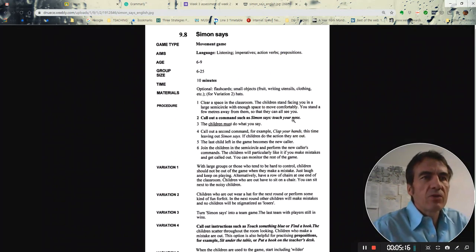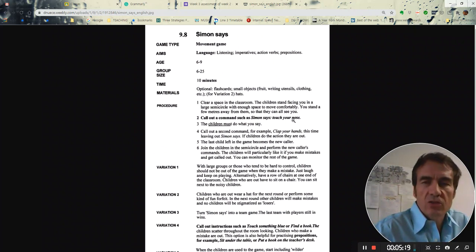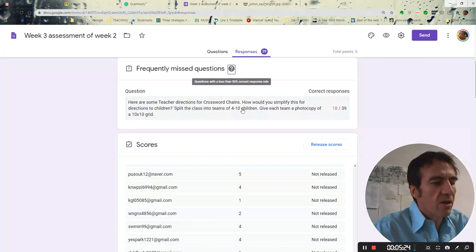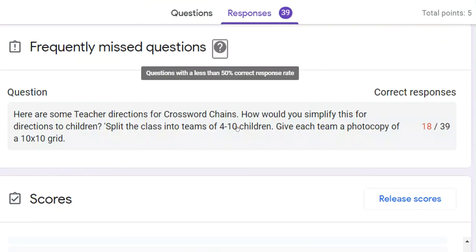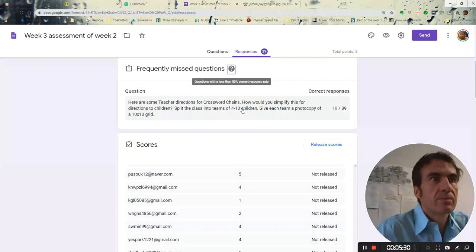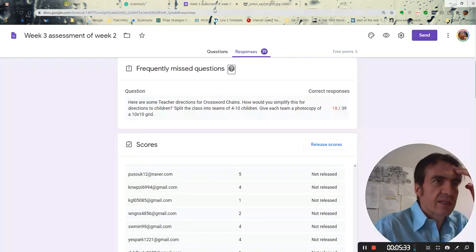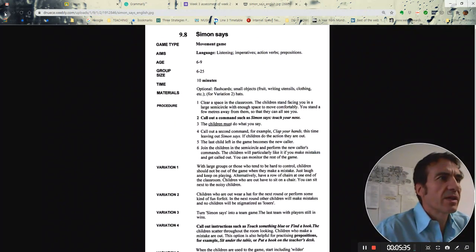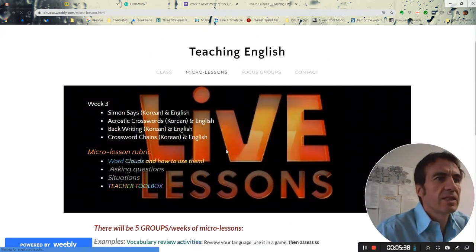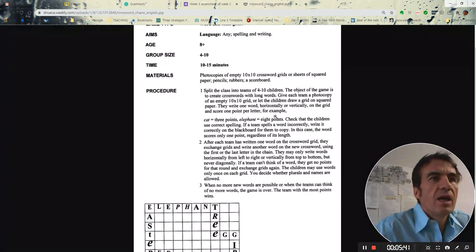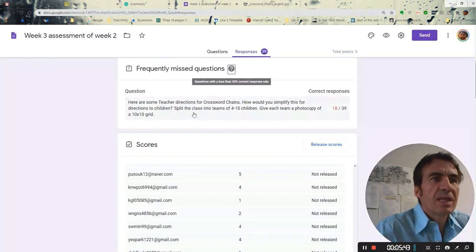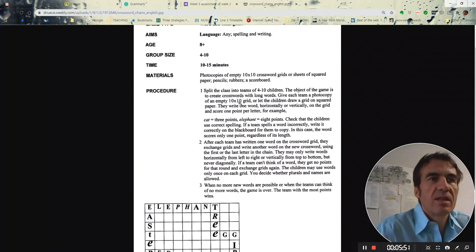Okay, so I gave you these. Now, once again, we were saying these are directions from one teacher to another teacher. And this question is focused on what you would say to children, not to another teacher. So you take this language and you see it now. This one was for crossword chains. So if I skip back to crossword chains, the English, and I think it was this one: split the class into teams of 4 to 10 children. Give each team a photocopy of a 10 by 10 grid. So that was this part here, this sentence and the third sentence.